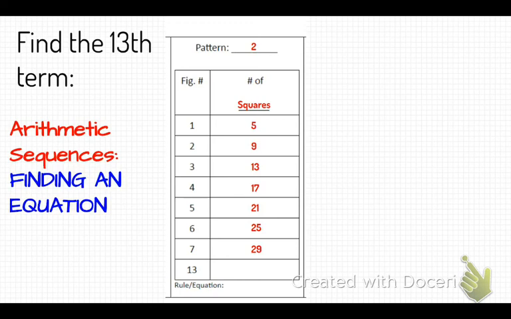Okay, what's my pattern rule for pattern 2? Add 4, so that's my common difference. Is that going to be M or B? M. Okay, what is my zero term for this one? 1. Good. Because since I was adding 4 each time to go backwards, I'm going to subtract 4. And 5 minus 4 is 1. So, is this what we have? Yes. Like that? Yes.